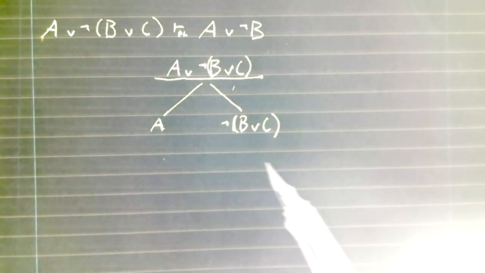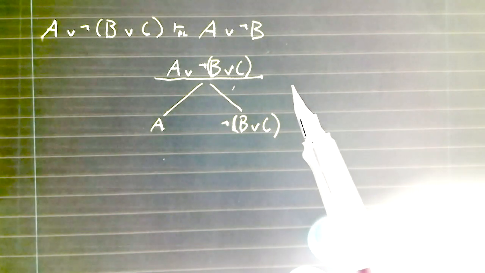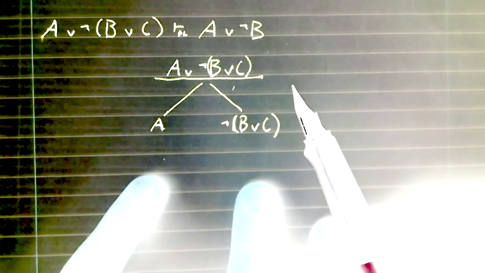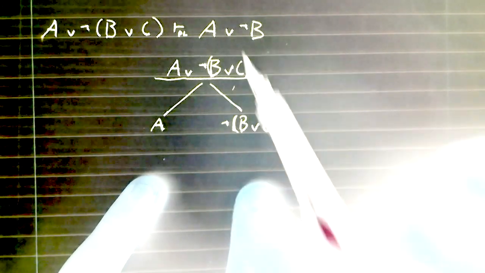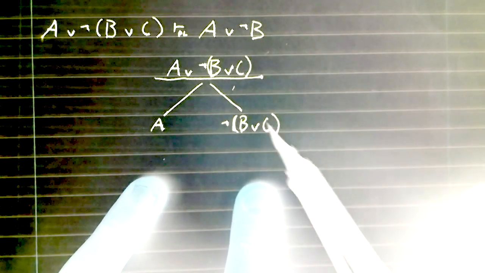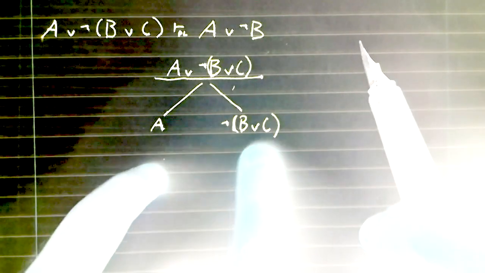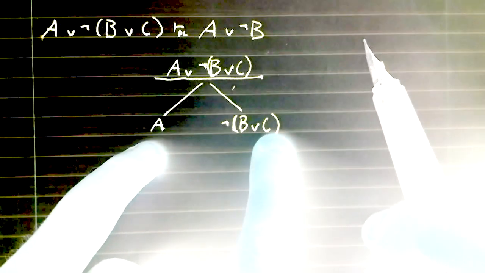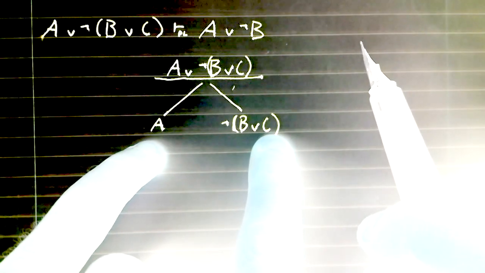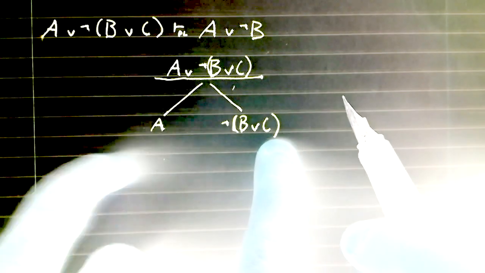A or not B is what we're trying to go for. We want to prove that whichever of these two things is true, A or not B is also true. So that means using these two branches, we have to prove A or not B on both of them.